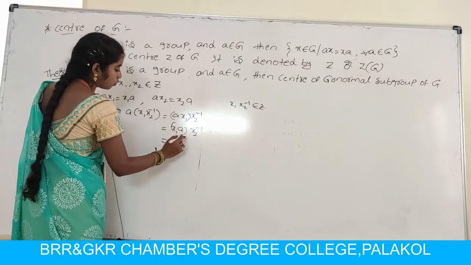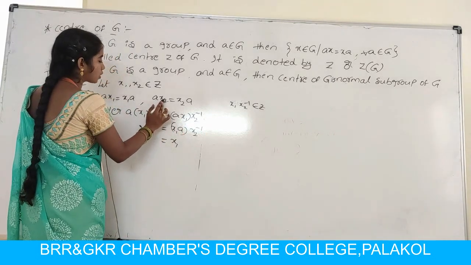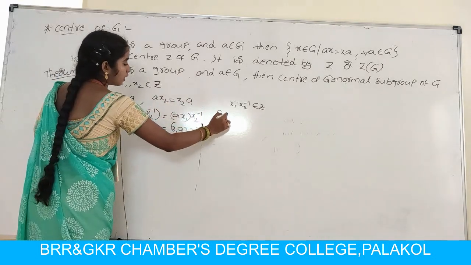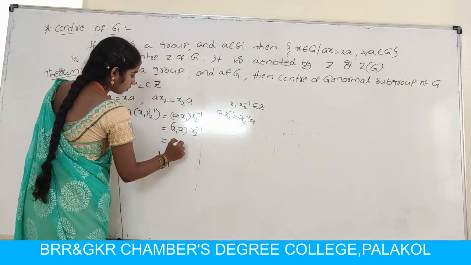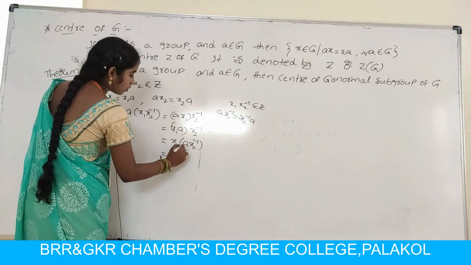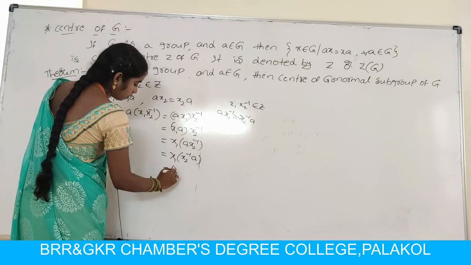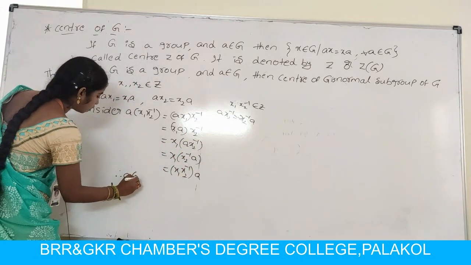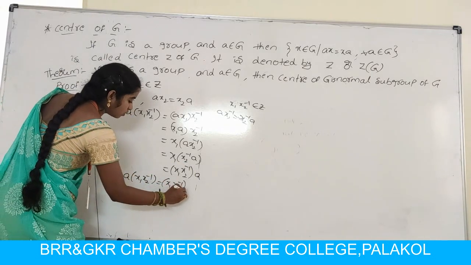So x1 into Ax2 inverse can be written as, already you know that Ax2 inverse can be written as x2 inverse A. So changing the brackets, x1 into x2 inverse into A. So therefore A into x1 into x2 inverse is equal to x1 into x2 inverse into A.